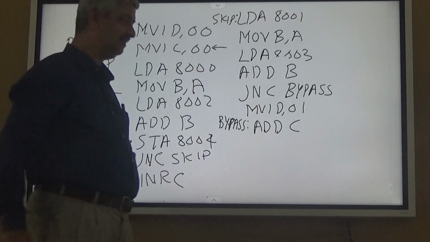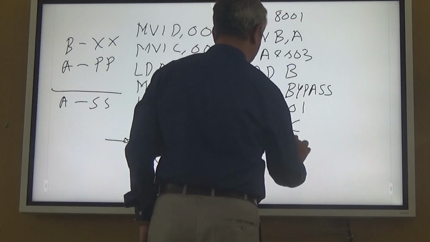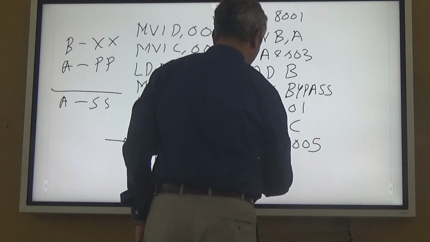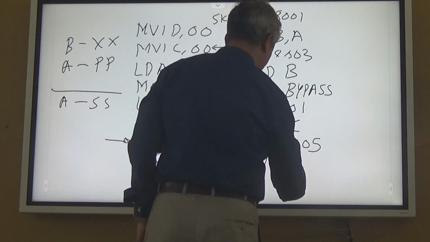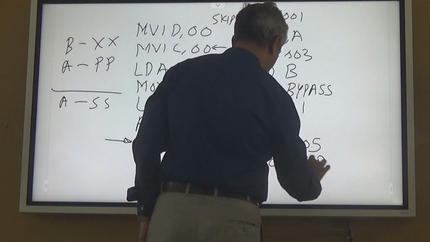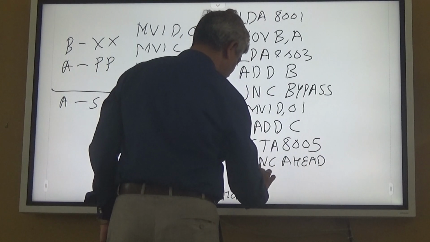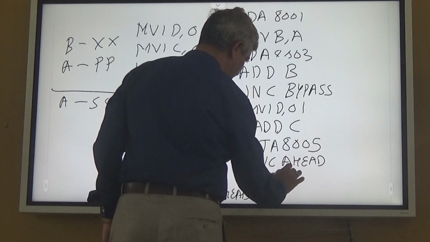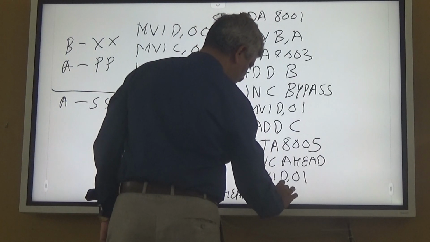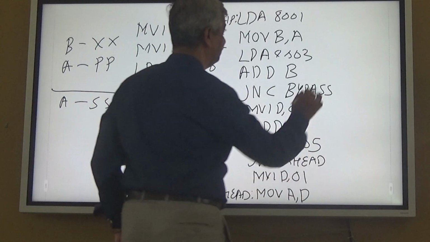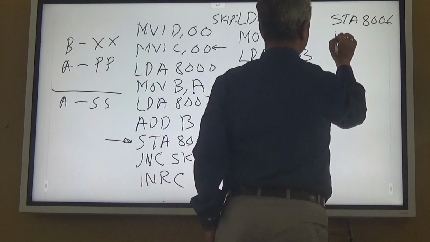Adds, right? And then store accumulator at 8005. Jump on no carry ahead. Here also MVI D, 0, and ahead you do MOV D comma A, STA 8006.